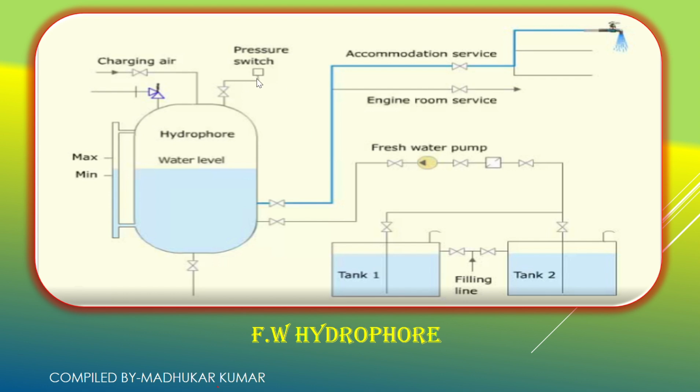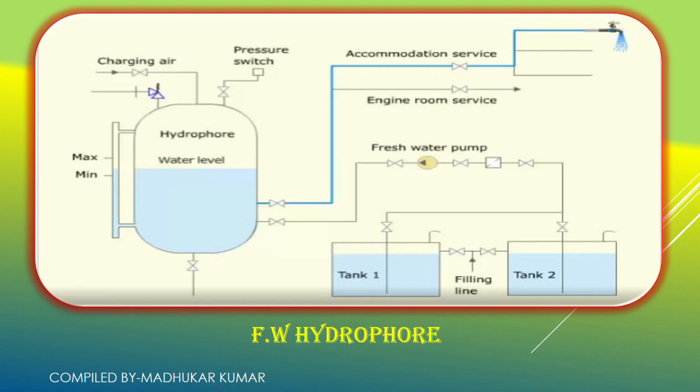So let's suppose we set the starting point of the pump. At what pressure will the pump start? It is, let's say, 4.5 bar. And at 4.5 bar, water will come to this level. And once the pump starts, it has to stop also for automatic filling of the hydrophore. So pump stopping will be 6.5. This pressure is being sensed by this pressure switch, and the pressure switch will give a signal to the freshwater pump.